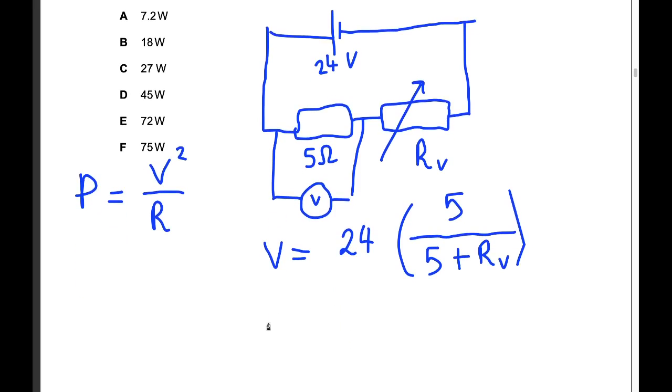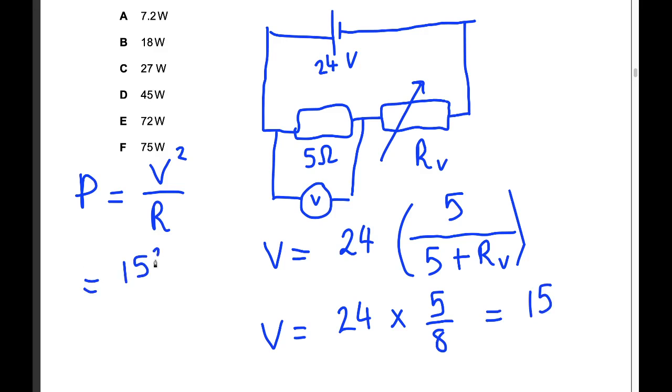Okay, so let's work out this voltage. This is going to be 24 times 5 over 8. So 24 divided by 8 is equal to 3, so this is just 15 volts. Okay, then we're going to get 15 volts squared over 5 ohms. So 15 over 5 is just 3, so we're going to end up with 3 times 15, which is just 45 watts. Okay, so the option is D.